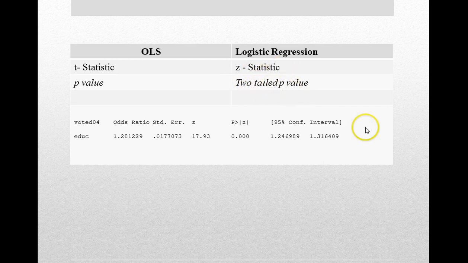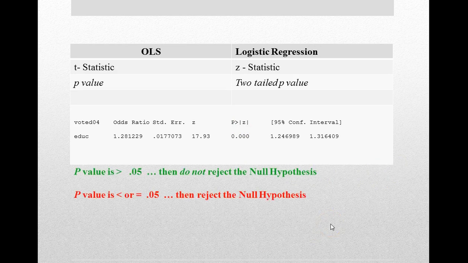Interpretation of this p-value, which we see here displayed in the column labeled P greater than z, is directly analogous to ordinary regression. If the p-value is greater than 0.05, do not reject the null hypothesis. You conclude that the independent variable does not have a significant effect on the dependent variable. If the p-value is less than or equal to 0.05, on the other hand, then reject the null hypothesis, and we infer that the independent variable has a significant relationship with the dependent variable.